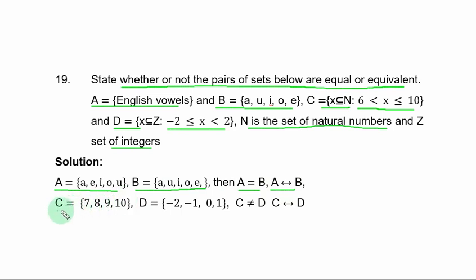Let's move to set C. In the given range, you have elements such as 7, 8, 9, 10. This is greater than 6, so from 7 to 10. And set D, in the given range, you have these elements. Both sets are not equal because the elements are not identical, but both sets are equivalent because they have the same numbers of elements.